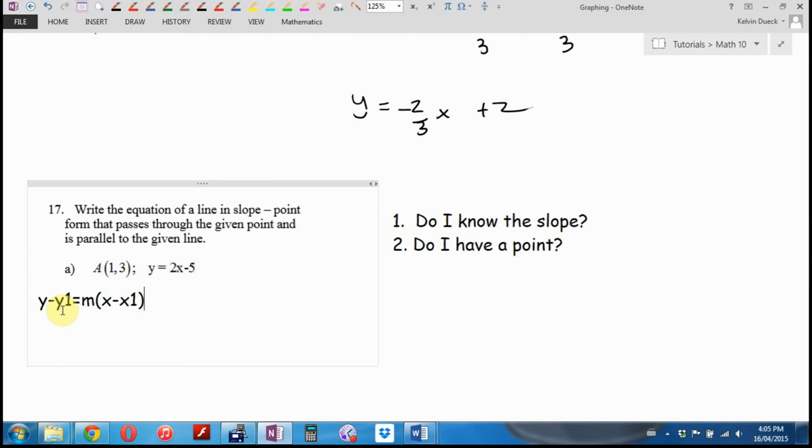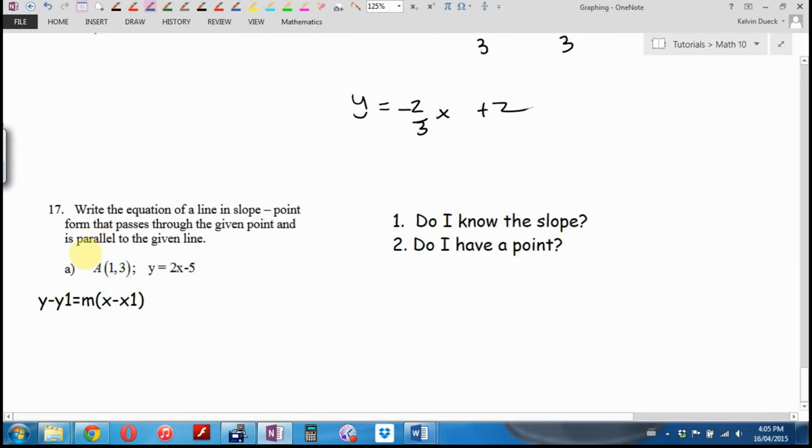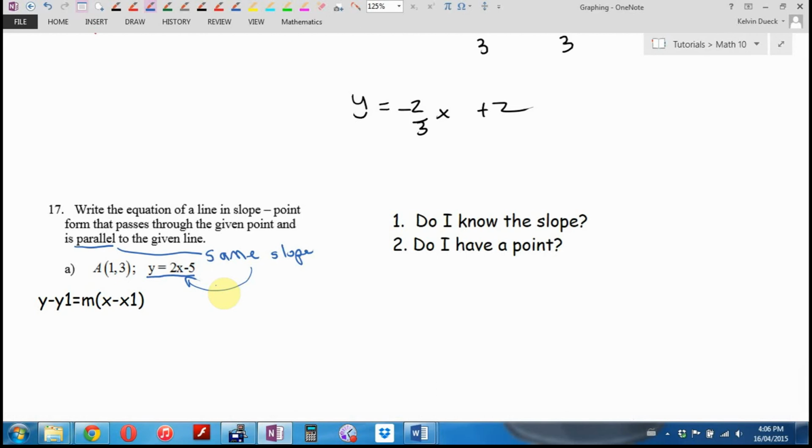So here's what they've told me. They've told me that it is parallel to this. What can you tell me about parallel lines? Okay, so this is going to have the same slope. So I'm going to find the slope of that. How? I would get the y by itself. Wait a minute. It already is. What's the slope of the line that they gave me? Yes, over 1, but I'm lazy. Do I know the slope? I do now. Check.